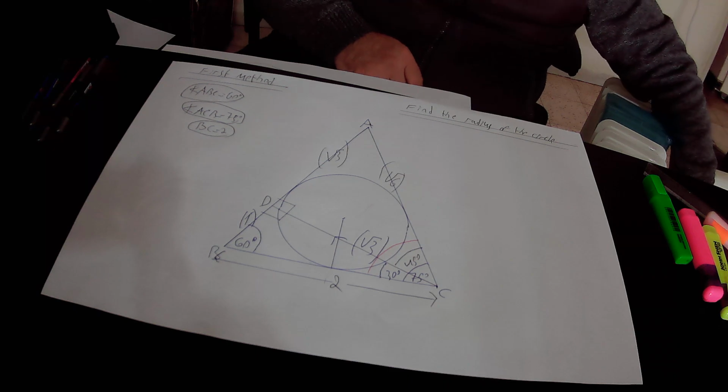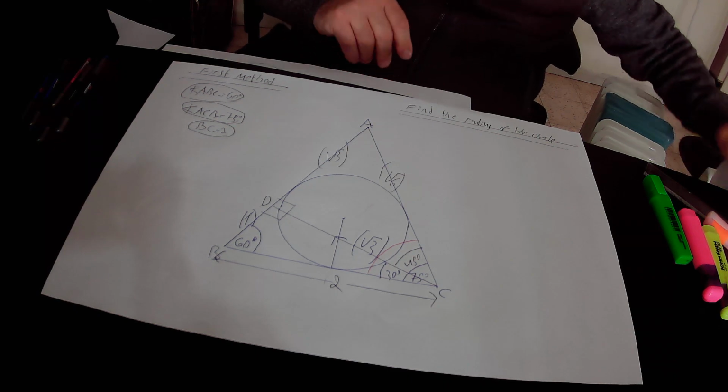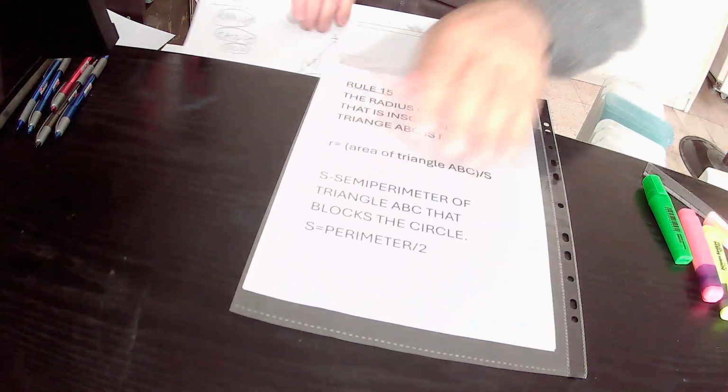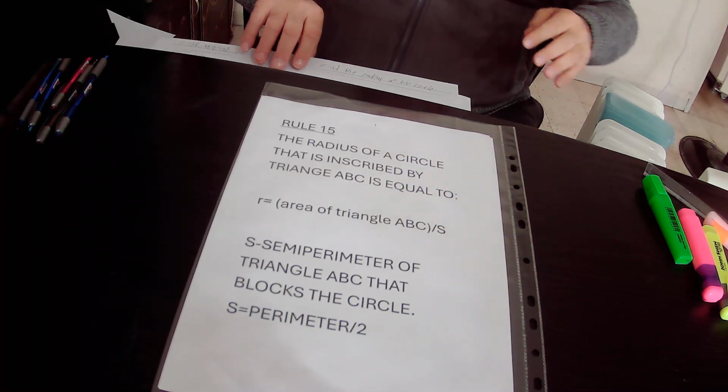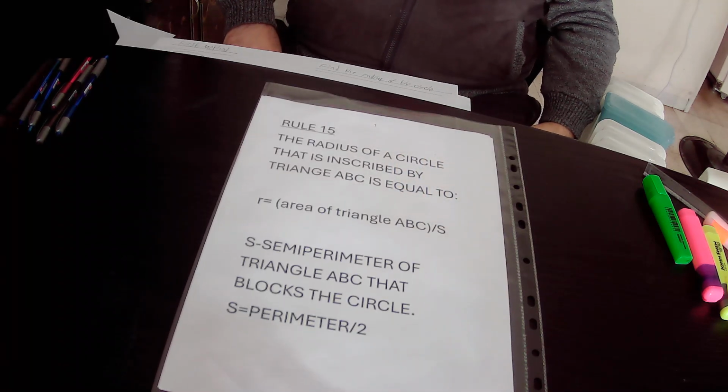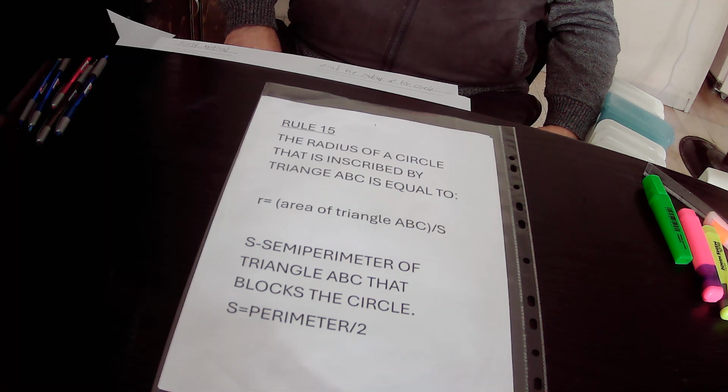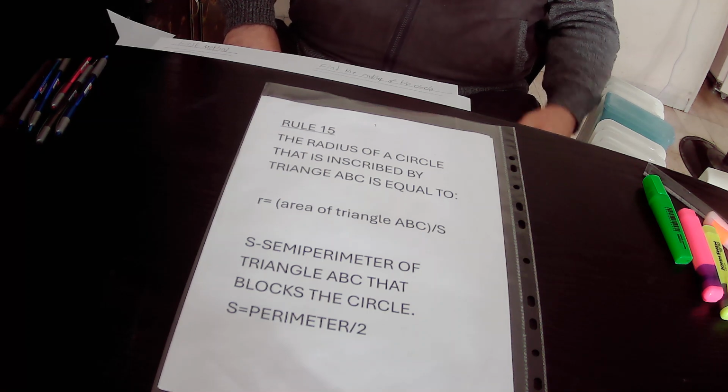In the next step, I present to you a new rule and implement it in our drawing. The new rule is rule number 15. According to the new rule, the radius R of a circle that is described by triangle ABC equals the area of triangle ABC over the semi-perimeter of the same triangle, triangle ABC. The semi-perimeter of any triangle equals the perimeter over 2. So the drawing of rule number 15 is here.